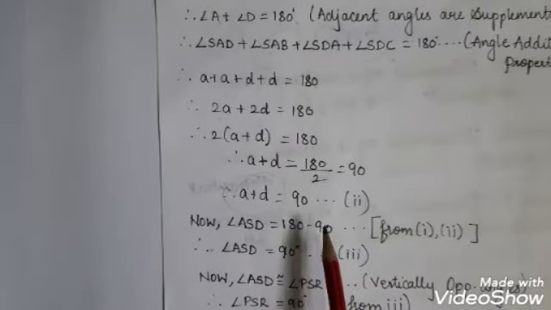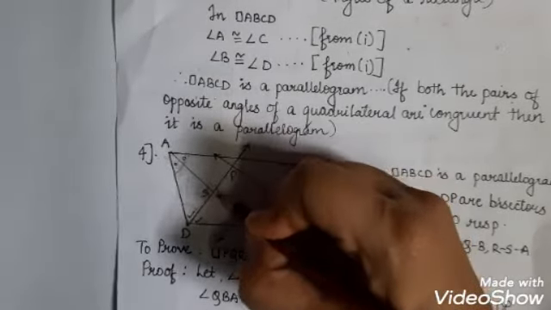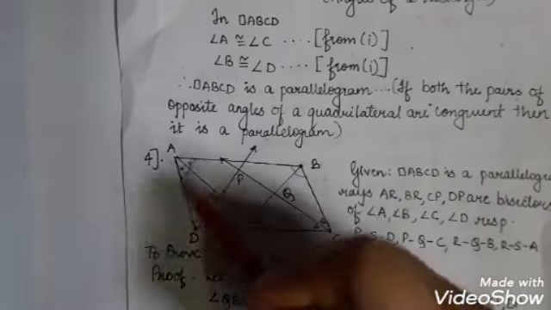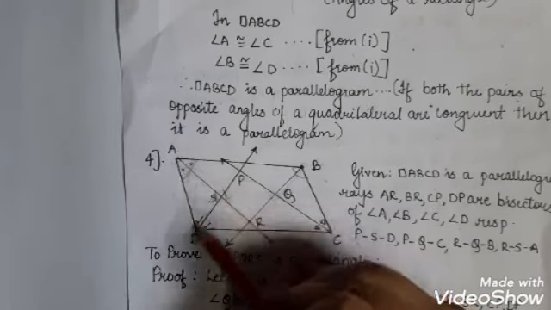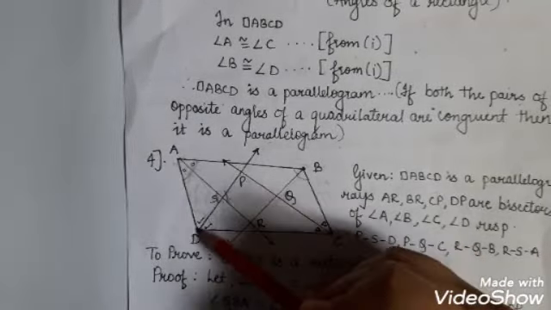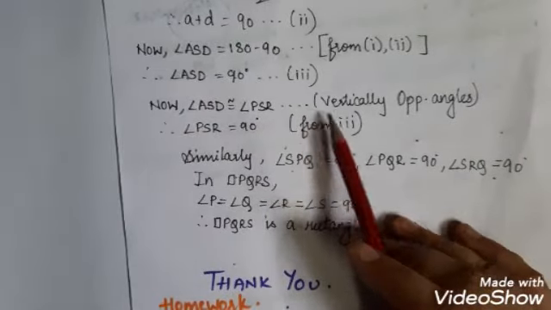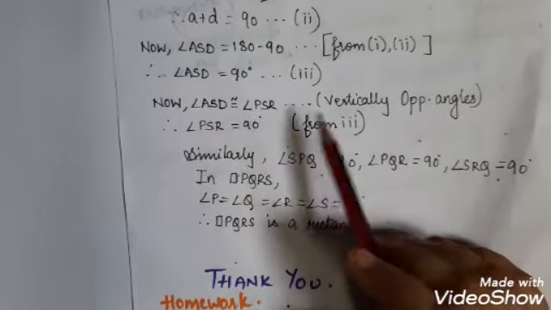Now, pay attention. Angle ASD and angle PSR are vertically opposite angles. So if angle ASD is 90, angle PSR is also 90. Angle ASD is congruent to angle PSR, vertically opposite angles. Therefore angle PSR is also 90.